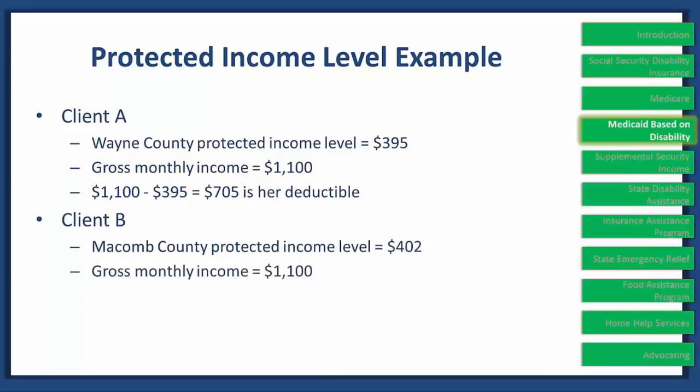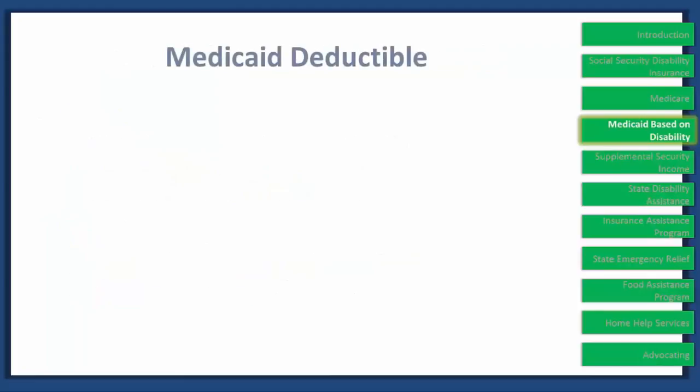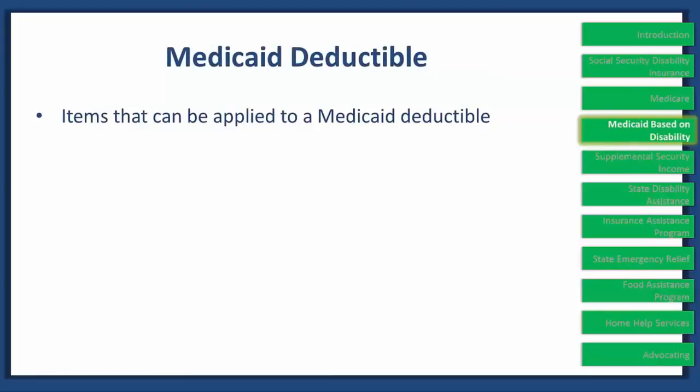Client B lives in Macomb County, where the protected income level is $402. His gross monthly income is also $1,100. To calculate his Medicaid deductible, subtract $402 from $1,100. His deductible is $698.